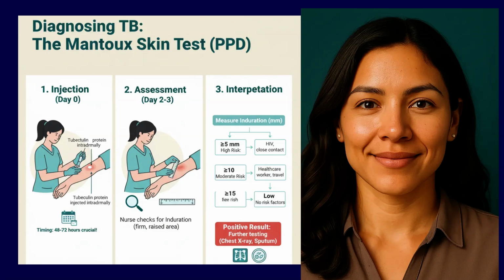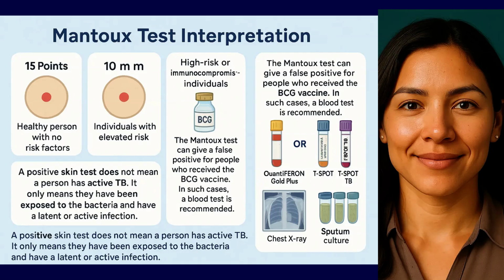The nurse will then check for induration, which is a firm, raised area. The size of this induration is measured in millimeters, and the result is interpreted based on the patient's risk factors. The interpretation of the Mantoux test varies. For a healthy person with no risk factors, an induration of 15 millimeters or more is considered a positive result. For individuals with elevated risk based on living or work environment, 10 millimeters or more is positive. For high-risk or immunocompromised individuals, just 5 millimeters or more is a positive result.